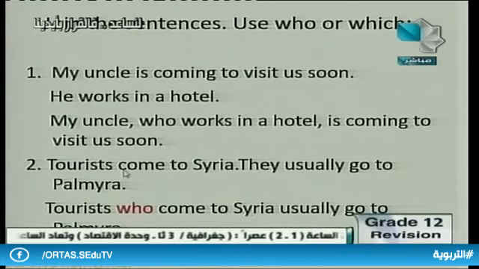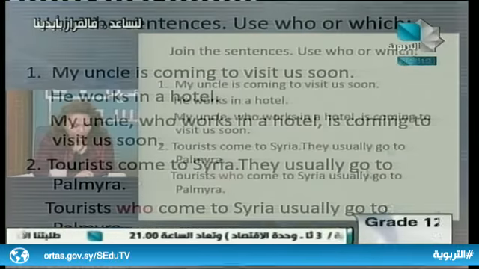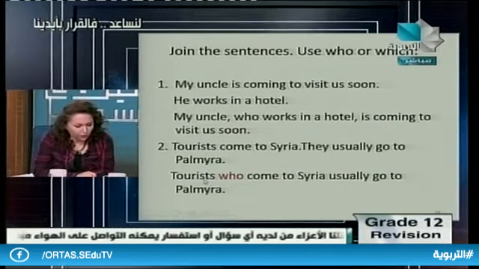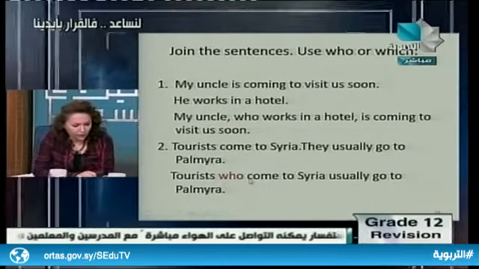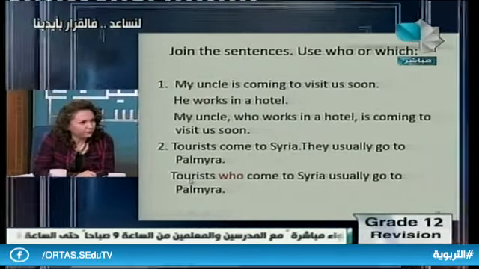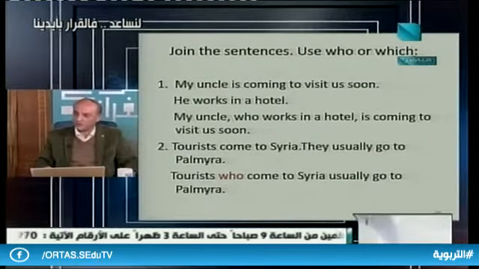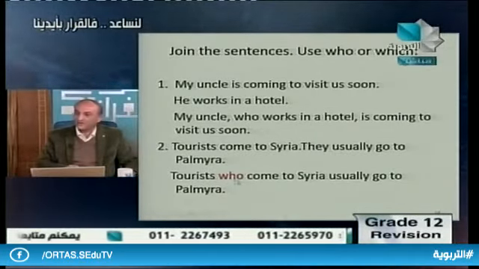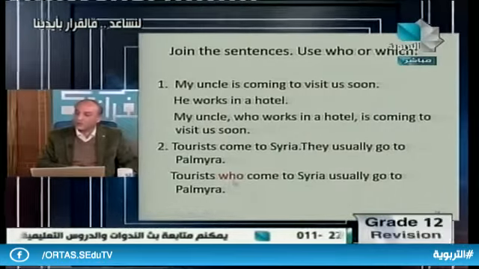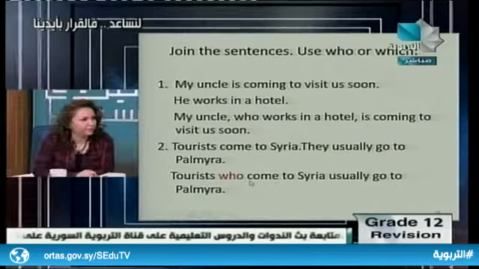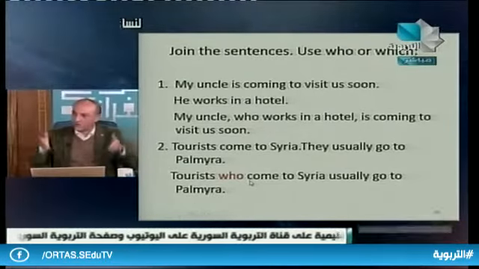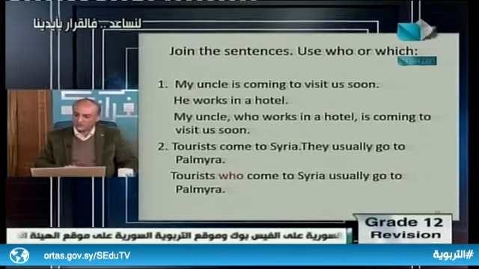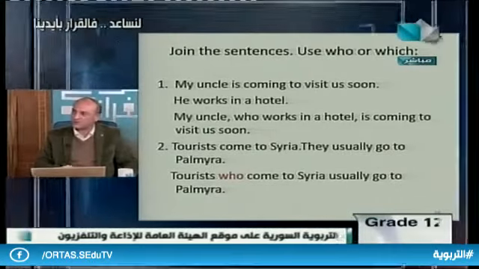Yes, tourists come to Syria. They usually go to Palmyra. Now here we omit they and we use who. Tourists who come to Syria usually go to Palmyra. So we are not talking here about all tourists. We are talking about tourists who come to Syria. So I think this clause is called a defining clause. That's why we don't use commas here. We cannot omit this clause. If we delete it, we feel that the information is not complete. Tourists usually go to Palmyra. Which tourists? Who come to visit Syria.